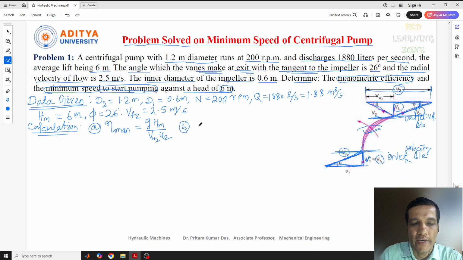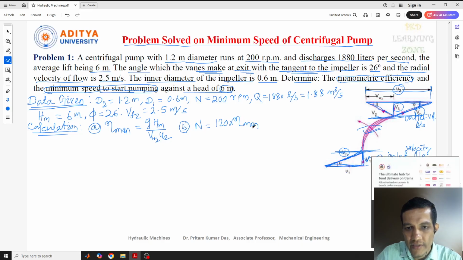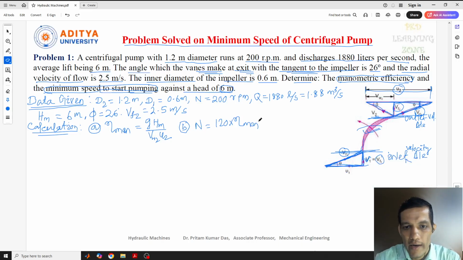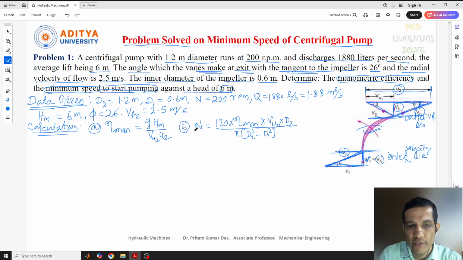B is the minimum speed required to start the pump. If you remember in the last lecture, we derived this equation: N equal to 120 into efficiency, and so many other terms also there. This is manometric efficiency actually, and this will multiply along with VW2 into D2, divided by pi into D2 square minus D1 square. This is the formula for the minimum speed square.